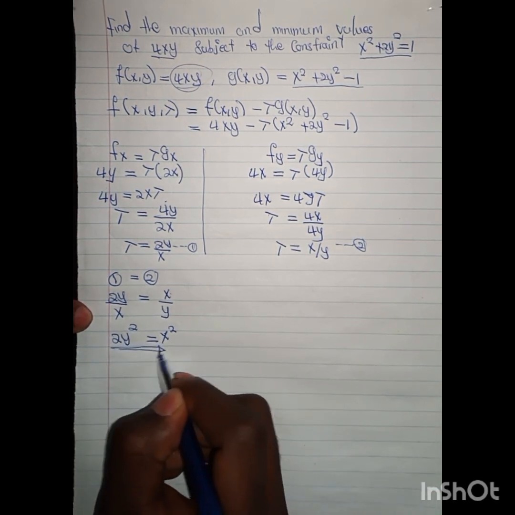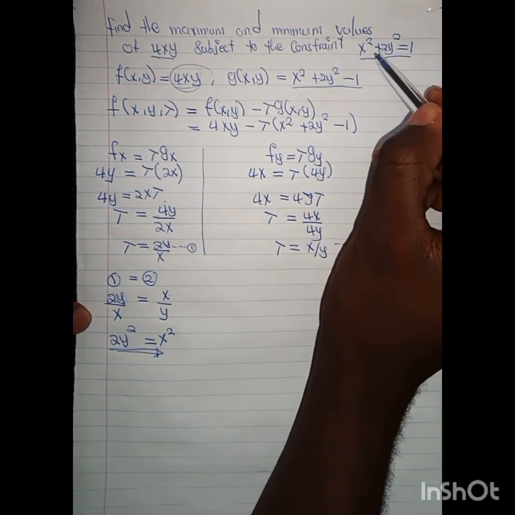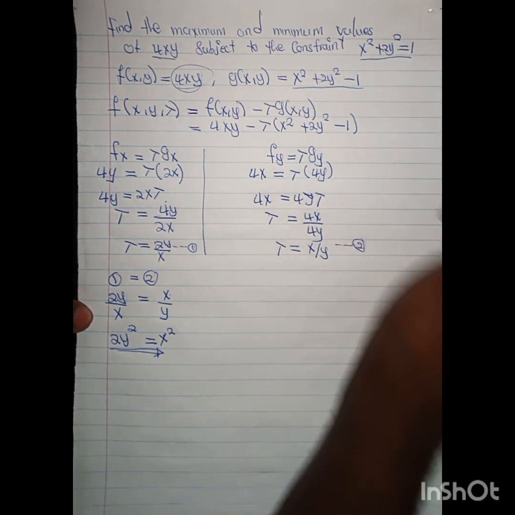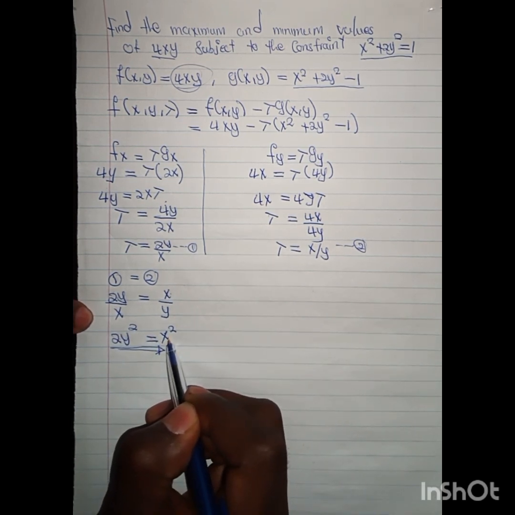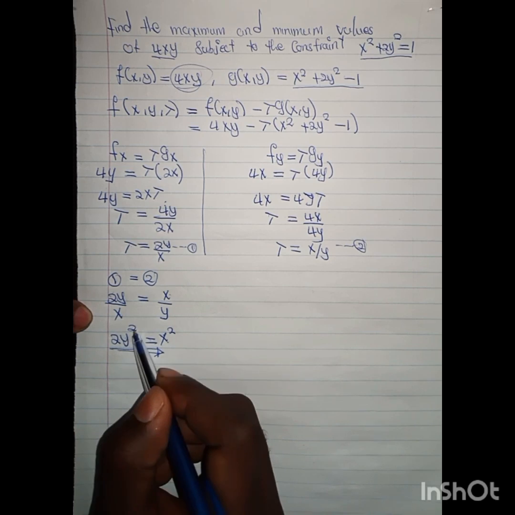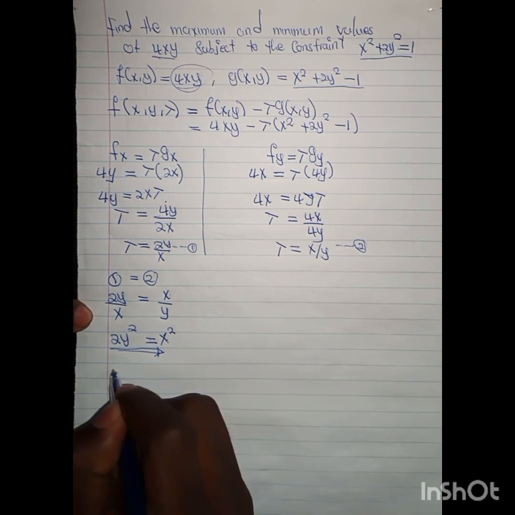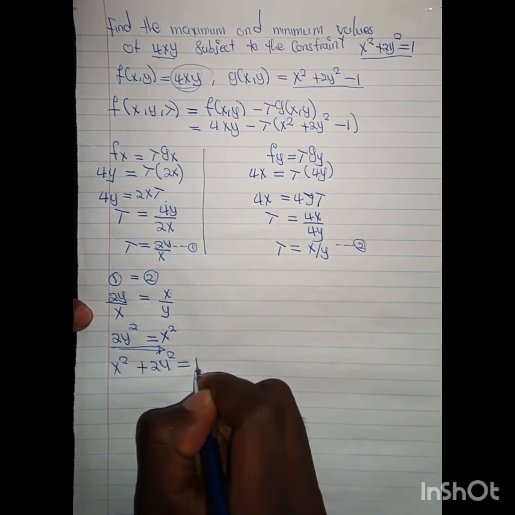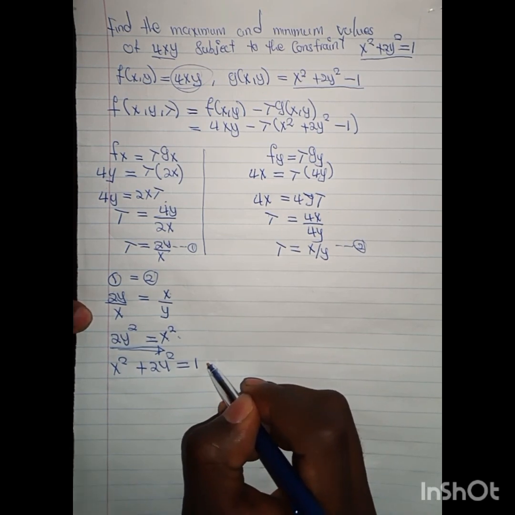This equation which we get here, we can relate it with our constraint. When we check, our constraint is x squared plus 2y squared equal to 1. But we have the following: 2y squared is equal to x squared. Then it means now where there's x squared, we can write 2y squared into our constraint. So we're going to sub this equation into this constraint here.